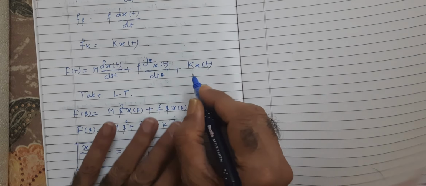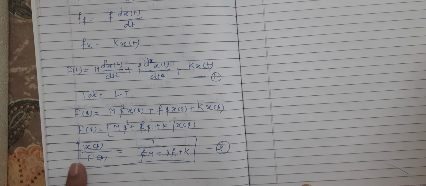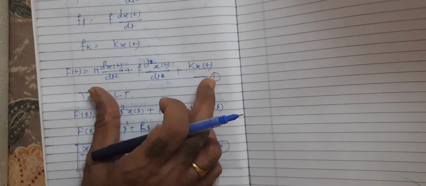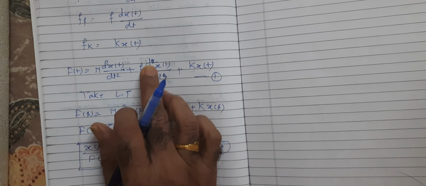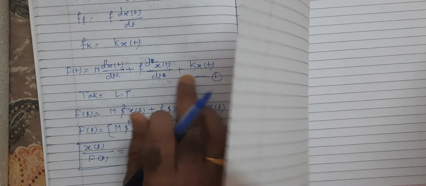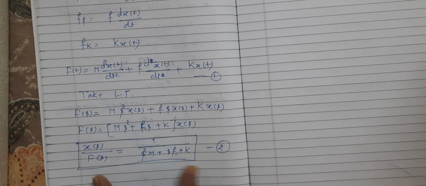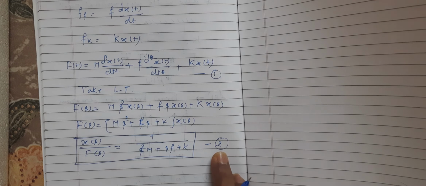Let's say this equation is 1 and this equation is 2. The second is our transfer function, and the first equation is our differential equation: f of t equals m into d square x by dt square plus f into dx by dt plus k into x of t. Now we take the Laplace transform and we get this equation. That is nothing but the Laplace transform of the mechanical system.